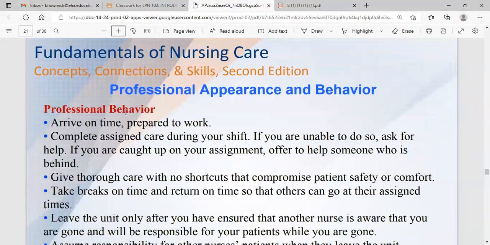What else? Professional behavior. Be on time, arrive on time, prepared to work. Complete assigned care during your shift. If you are unable to do so, ask for help. If you are caught up on your assignment, offer to help someone who is behind. So sometimes you are ready to get help, sometimes you are ready to give help. So give thorough care with no shortcuts that compromise patient safety or comfort. Take the breaks on time and return on time so that others can go at their assigned time.